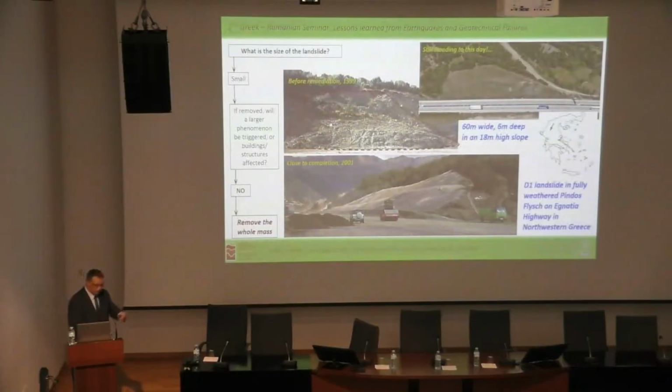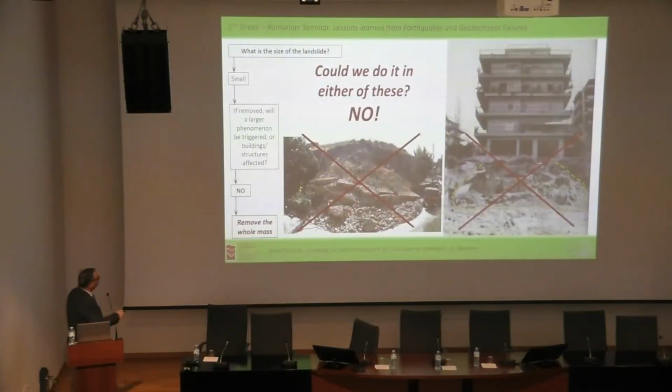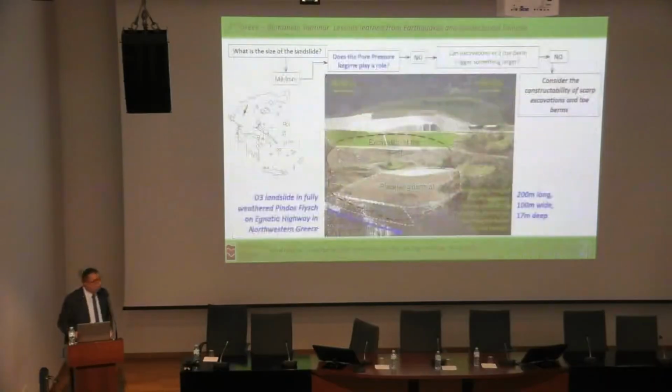Could we do this here? No. Could we do this here? No. But for all of this, you would have been led along other paths on the logical diagram. An example. What is the size of the landslide? Medium. Does the pore pressure regime play a role? No. Can excavations or a top berm trigger something larger? No. Fine. Consider the constructability of a scarp excavation and top berms.